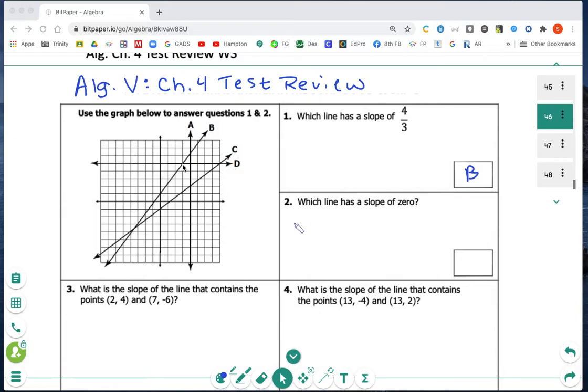The line that has a slope of 0, that's going to be 0/1. So I'm going to take a look at line D. If I start at the y-intercept, I go up 0 to the right 1, up 0 to the right 1. I'm still on line D. Go back to the y-intercept, down 0 to the left 1, down 0 to the left 1. So lines with 0 slope are horizontal lines, so that's going to be D.